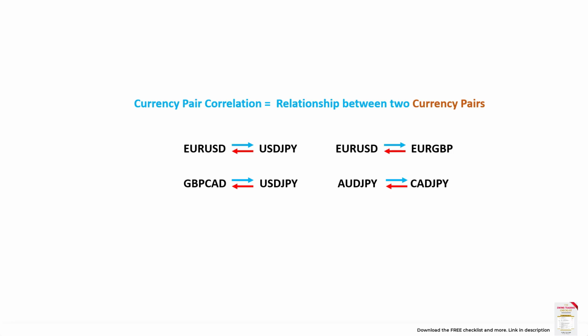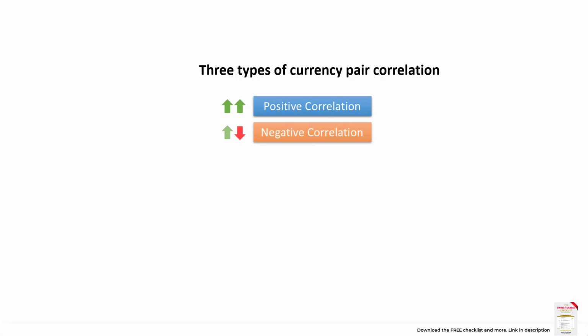Based on the behavior of the currency or currency pairs, the correlation is of 3 types. The first type, we can call the positive correlation. The second type is called the negative correlation. And the third one, we can call the neutral or no correlation. I will explain each of these topics in the upcoming lectures with graphical as well as real chart examples.